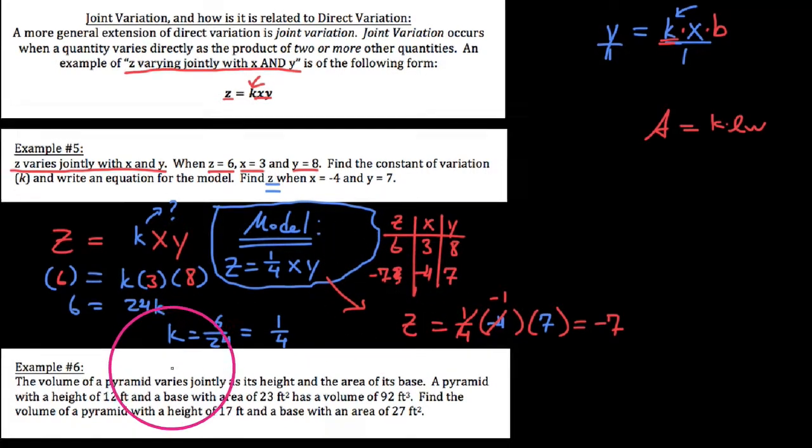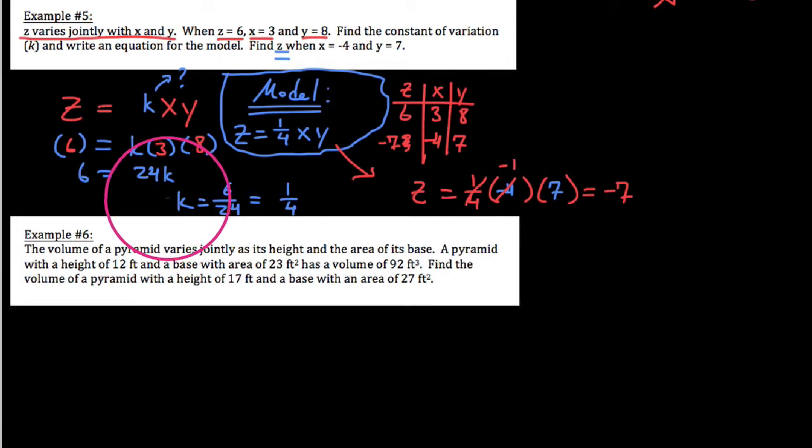So now looking at word problems, which are really the crux of why we do these. When we practice with variable letters, that's just practice. But when we look at something like example 6, we're going to start by writing our model first using letters we choose, and then plugging in knowns to find our constant of variation, and then working backwards to predict other values.